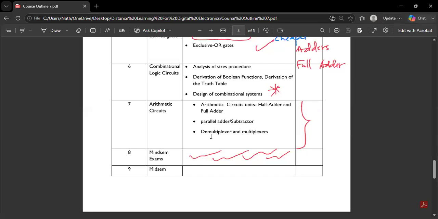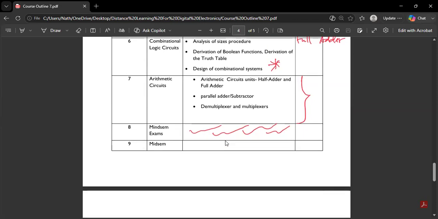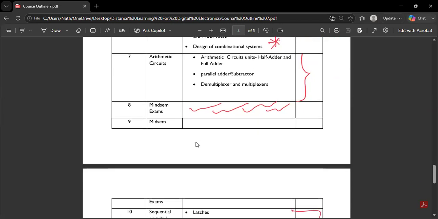So the multiplier is basically a circuit that produces a single output from multiple inputs. And then the demultiplier is going to do the reverse, where it produces multiple outputs from a single input.